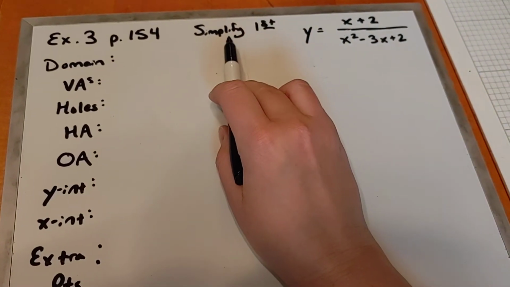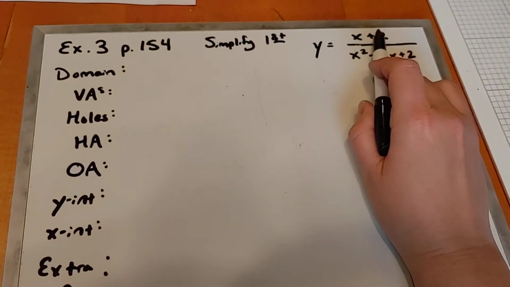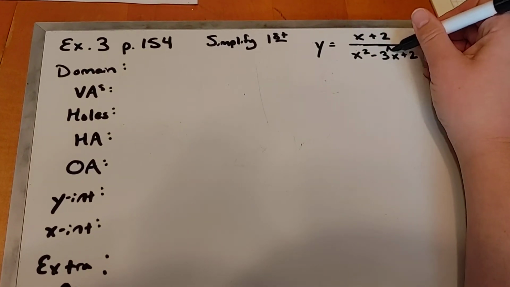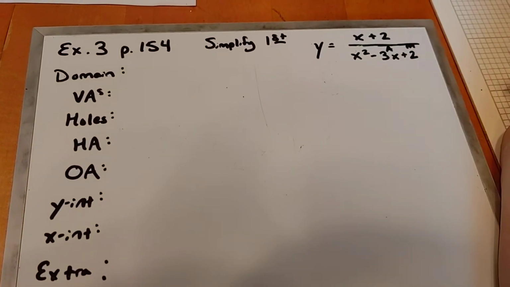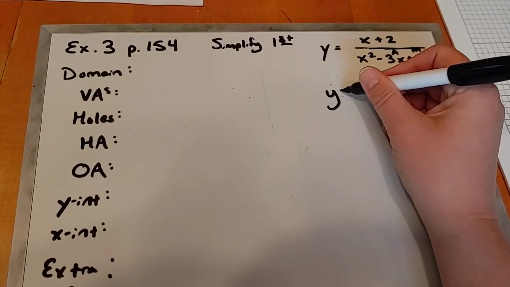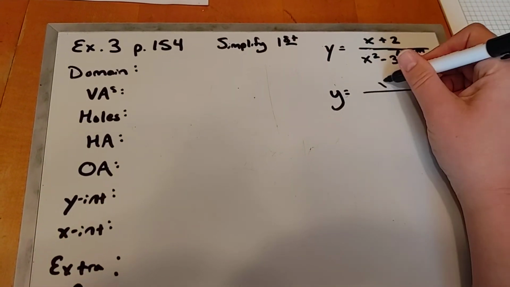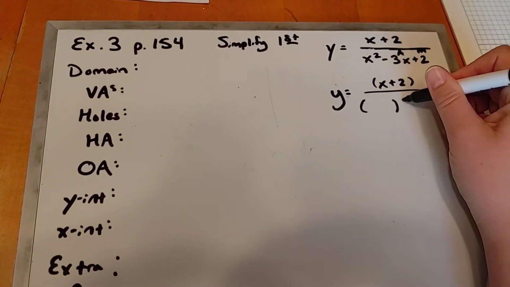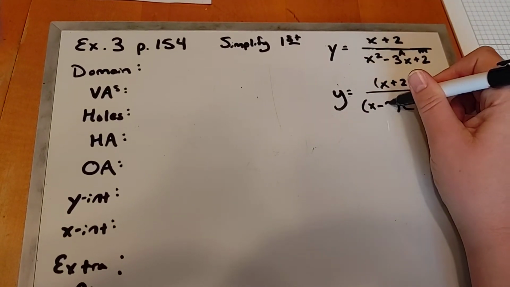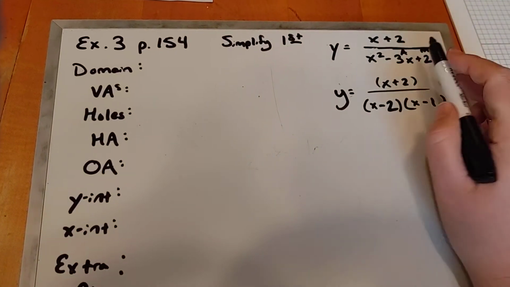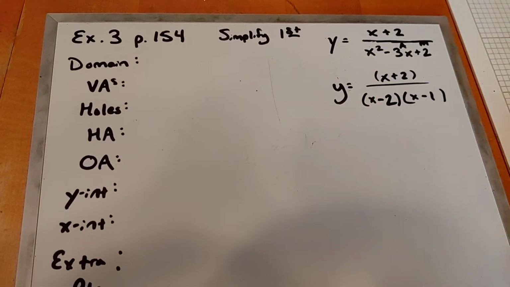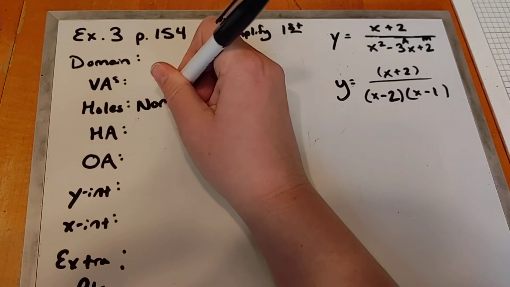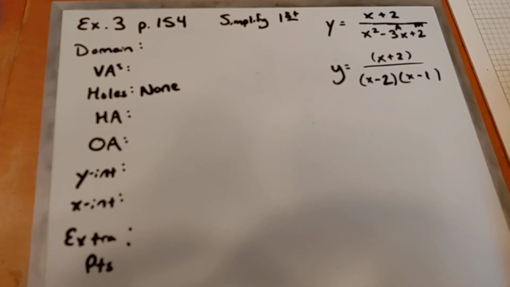Our first step is to always simplify, and that's by trying to factor the top and bottom. The bottom will factor if we can think of something that adds to -3 and multiplies to 2. Must be 2 negatives. So the top will just stay x plus 2. But the bottom must be x minus 2 and x minus 1, because that adds to -3 and multiplies to 2. Nothing crosses off, which means I do not have any holes, I can tell right away.